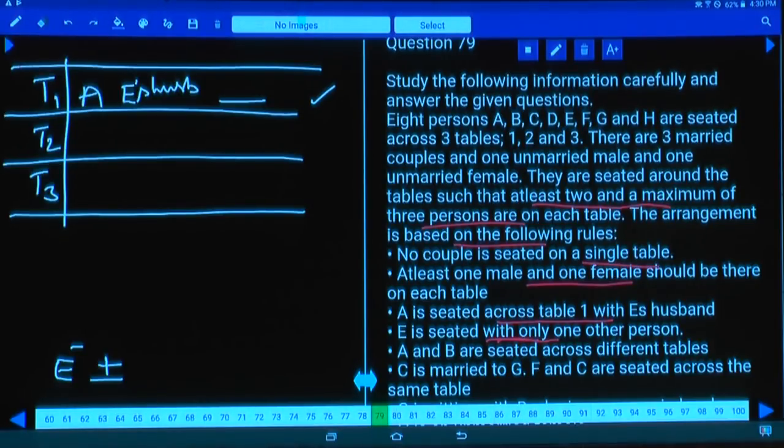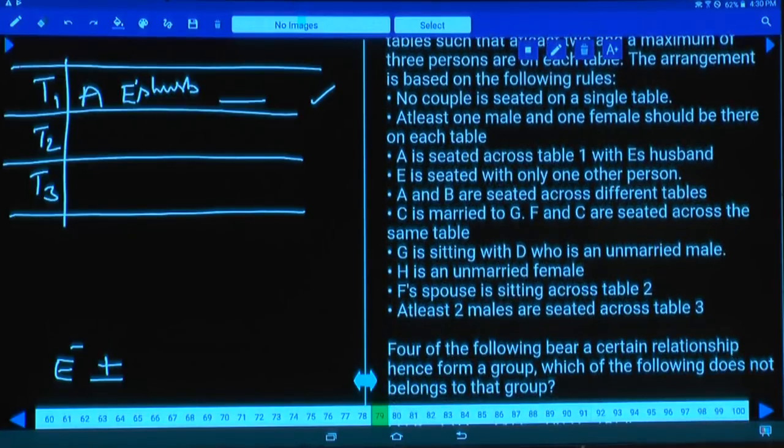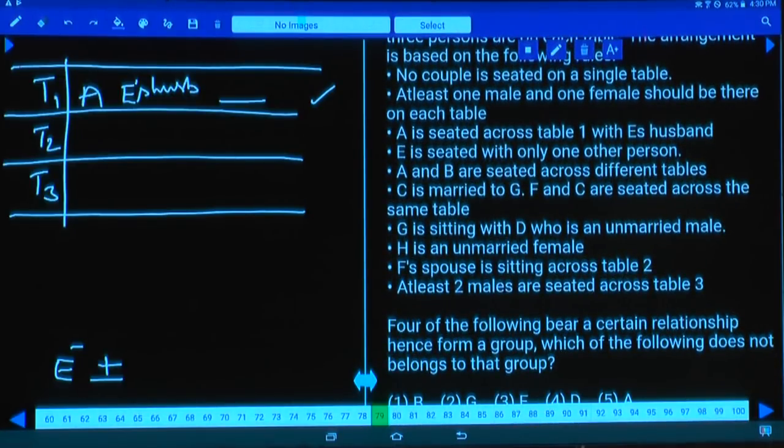Isn't it? Then A and B are seated across different tables, which implies that B cannot be in table number 1. And C is married to D. As C and G are a married couple, C and G cannot be seated on the same table. F and C are seated across the same table. Hence F and C are seated across the same table.